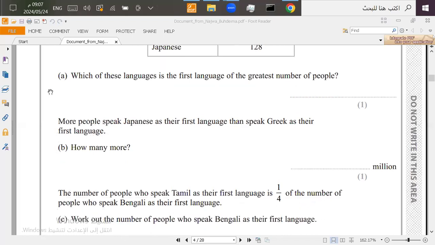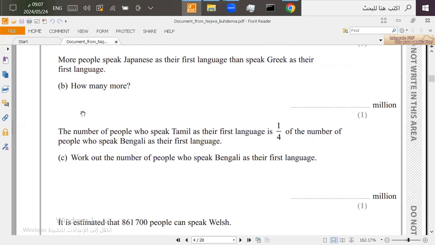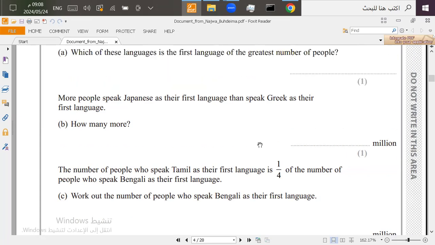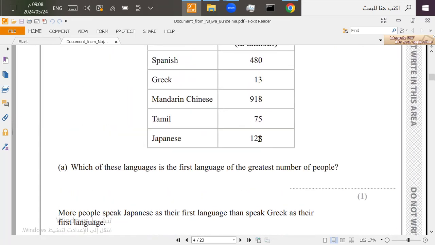Okay, focus on the steps. The number of people who speak Tamil as the first language is one-fourth of the number of people who speak Bengali as their first language. Work out the number of people who speak Bengali as their first language. Focus on questions like these because sometimes they are tricky, so you have to focus on which numbers they're talking about. It means when you multiply one-fourth of the people who speak Bengali, you'll get the people who speak Tamil. That's the idea of this question.